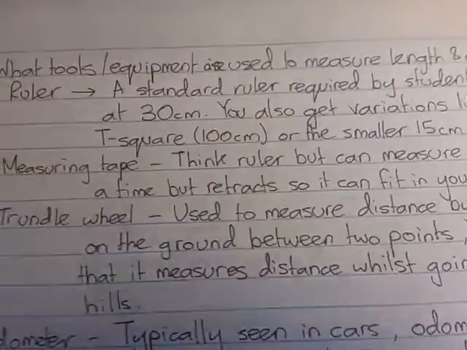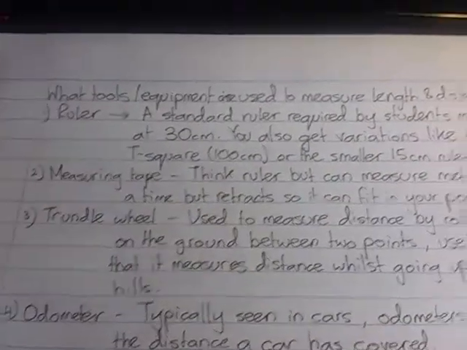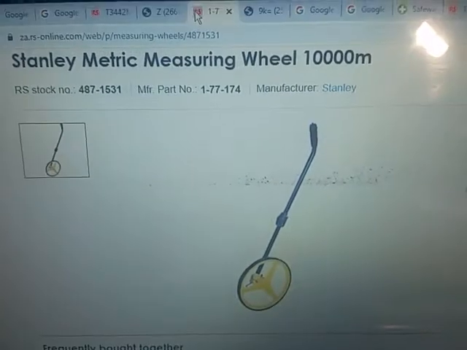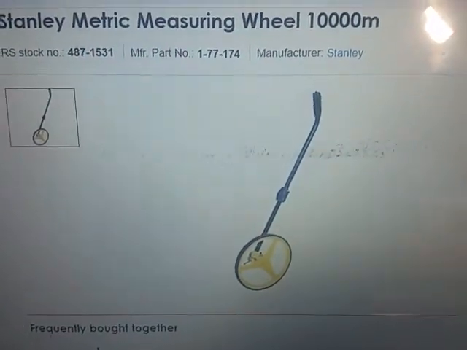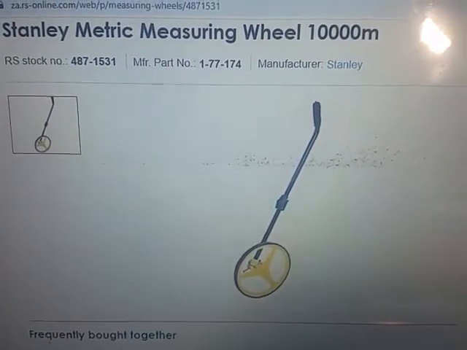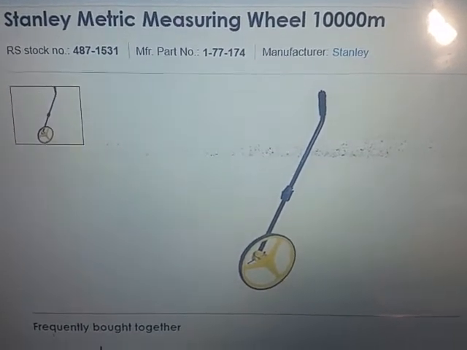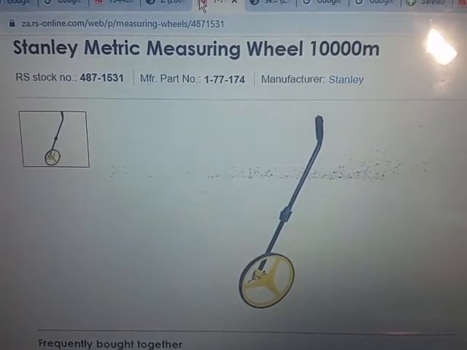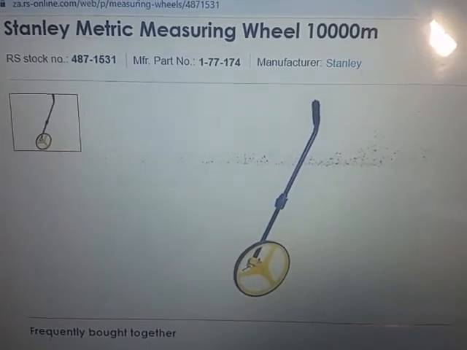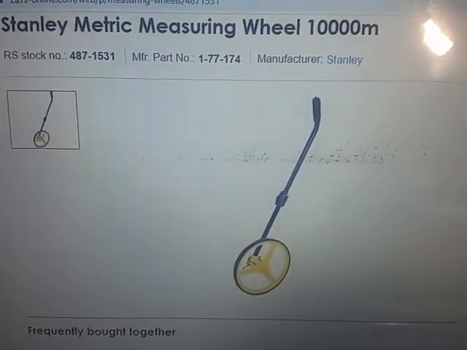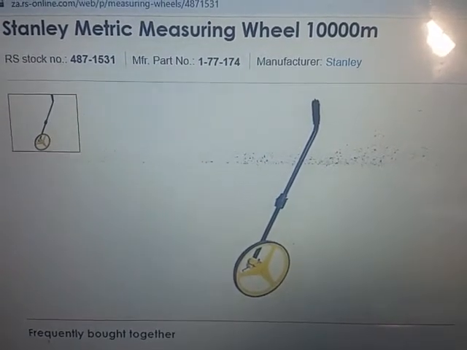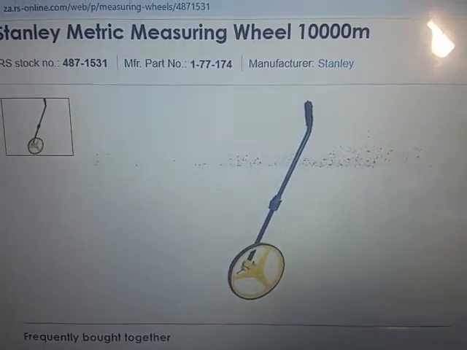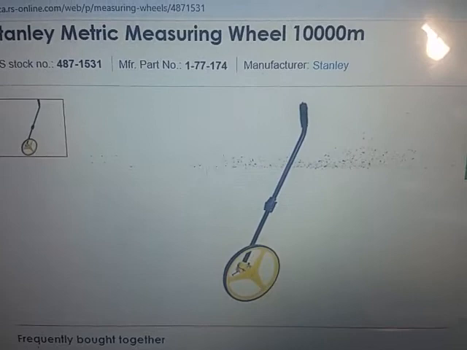Next we have what is known as a trundle wheel. This is a trundle wheel, or a metric measuring wheel. The way this one works is it's a wheel with a handle attached to it. It's usually used by engineers, architects, etc., people who measure larger distances of land, especially land that is not smooth.